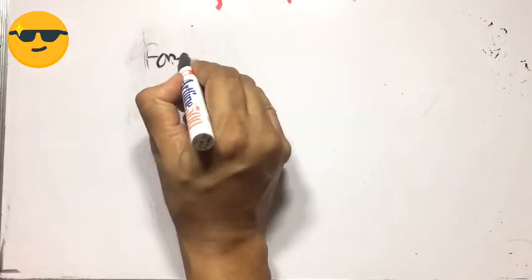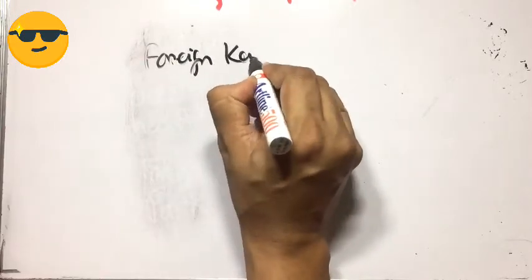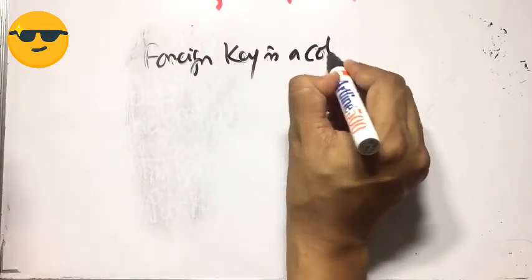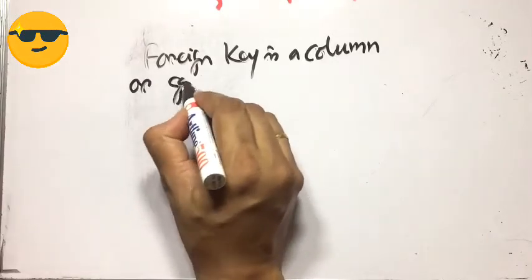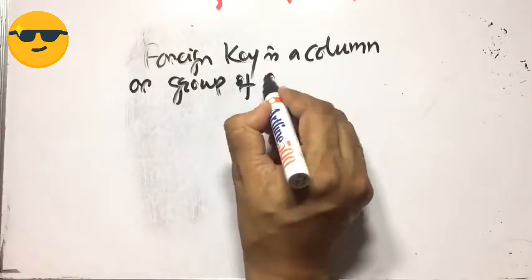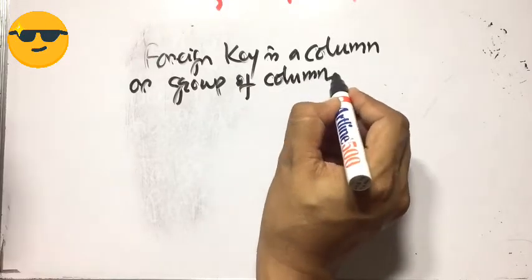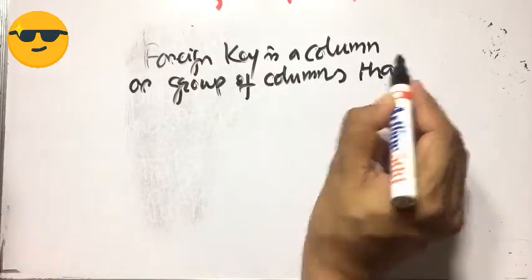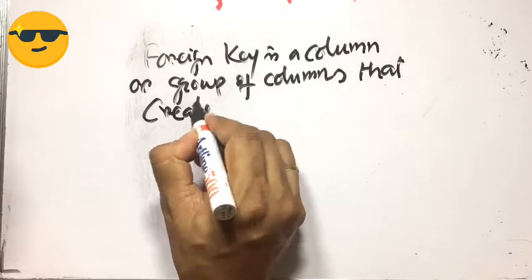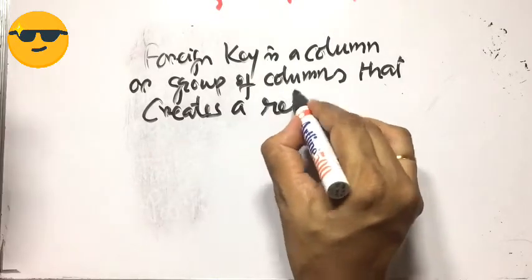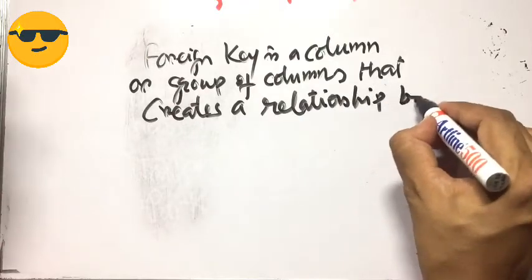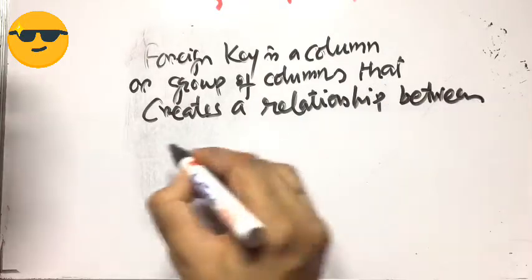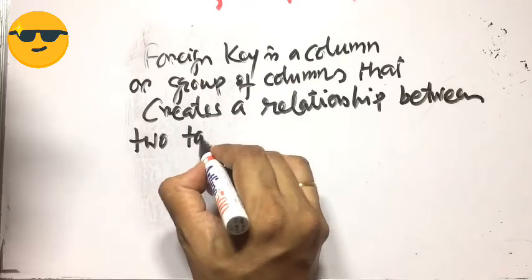A foreign key is a column or group of columns that creates a relationship between two tables.